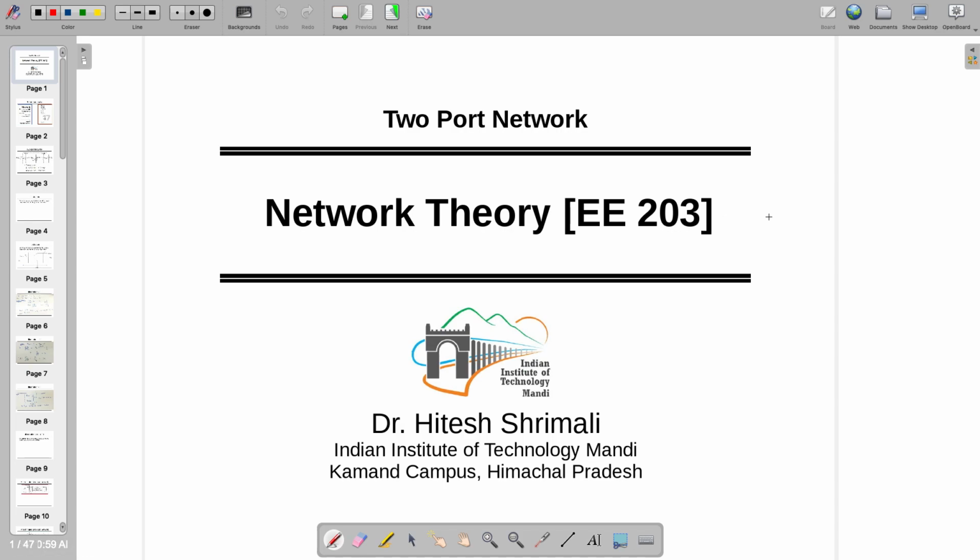Two-port network parameters. That will be covered, but you people have to write down something in your notebook.